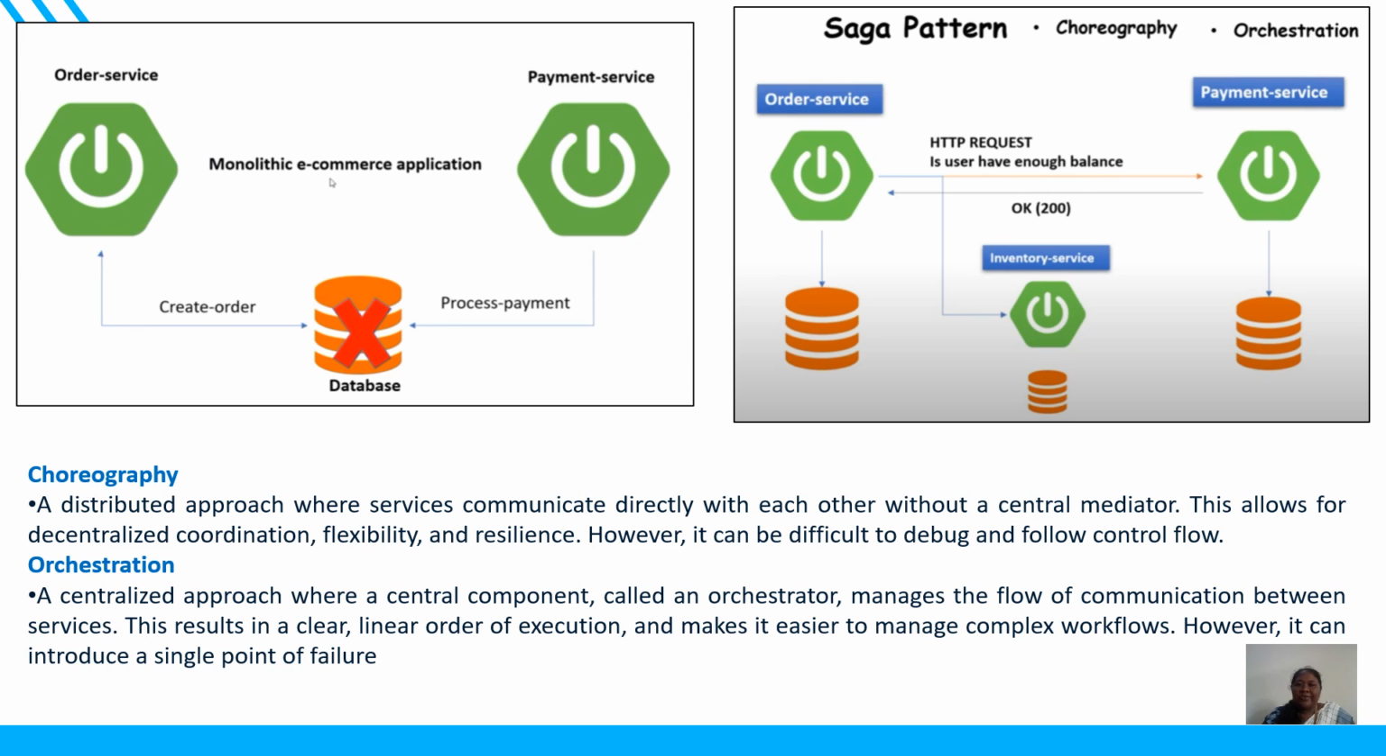So what is the choreography-based Saga pattern? It is a distributed approach. Yes, it supports distributed transactions, but the orchestration style is a centralized approach, where communication goes through a central mediator. Here it is a central component called the orchestrator. It controls the flow of communication between services. Anything and everything will be updated to this orchestrator.